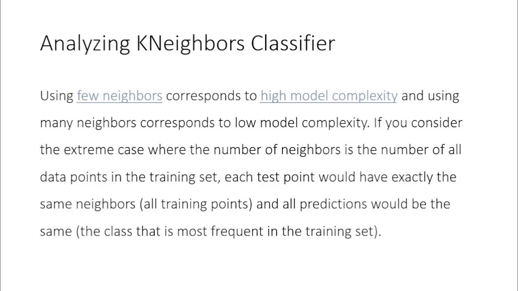Suppose you have 20 training points, and we feed the model one unseen data point. If the value of k is 20, like all the data points in the training dataset, then because k equals 20, it will consider the 20 closest data points, and the total is only 20, that is, all the training data points present. So the unseen data point will be assigned the class of the most frequently occurring training data point. I hope that makes sense.